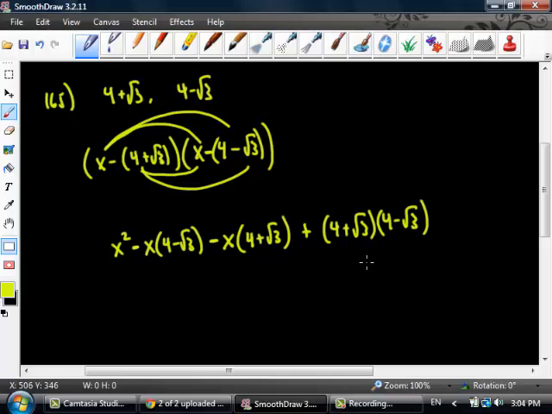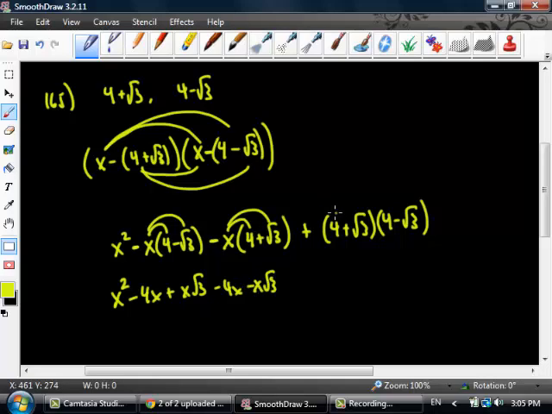Now, what do you expect to happen to those rad 3s when we're all done with the problem? They should probably cancel each other, right? So let's see if that happens. I'm going to carry this down. X squared minus 4x plus x rad 3 minus 4x minus x rad 3.